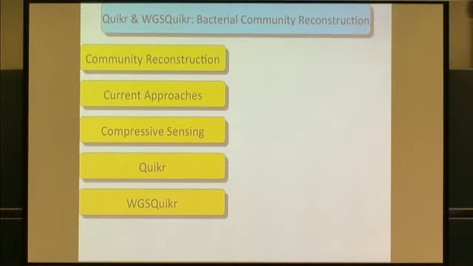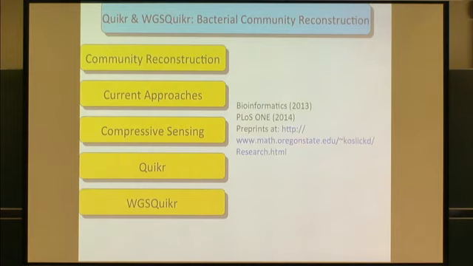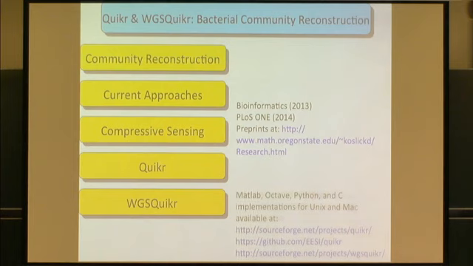So here's the outline of our talk. I'll state the problem briefly, what people do now, and then take a little segue to talk about the mathematics. By the way, if there are any questions about the math, or at any point during the talk, please feel free to stop me. Then I'm going to talk about Quikr, which is for 16S rRNA, and then WGS Quikr, as you might guess, is for whole genome shotgun data sets. This work has been published in Bioinformatics and PLOS One. You can get preprints at my website right here, and there are already software packages up on GitHub and SourceForge in hopefully one of these languages that will suffice for your purposes.